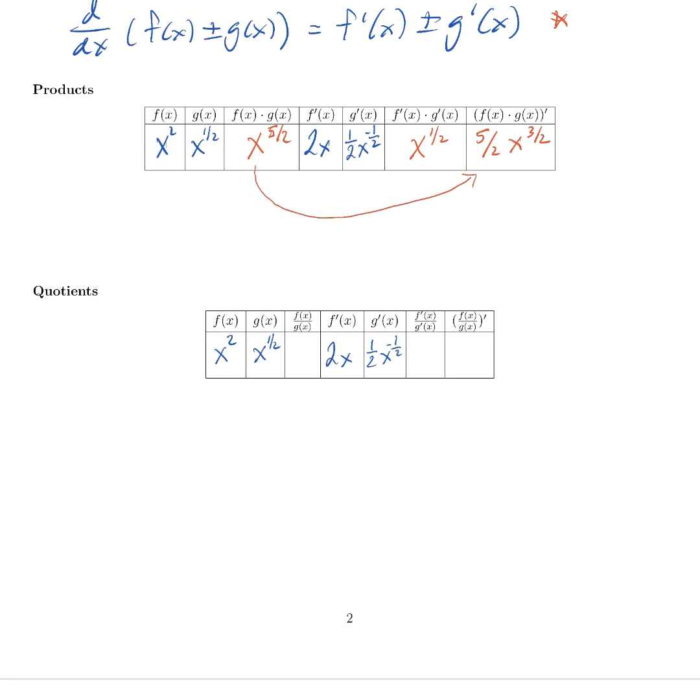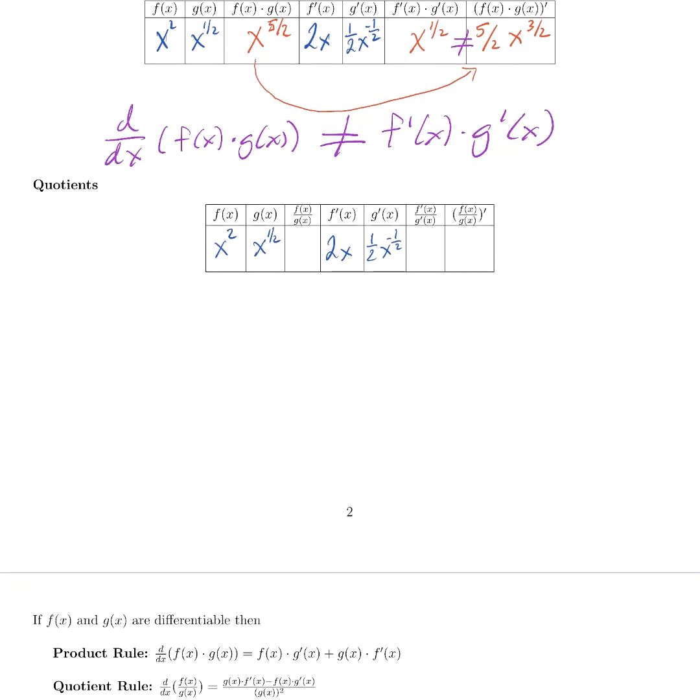Okay, so the key here, though, is that these two things are not equal. Right, so we can see from this one example that the derivative with respect to x of f of x times g of x is not equal to f prime of x times g prime of x. So it works nice. We can take derivatives across addition and subtraction, but not multiplication. And let's look at something similar for quotients.